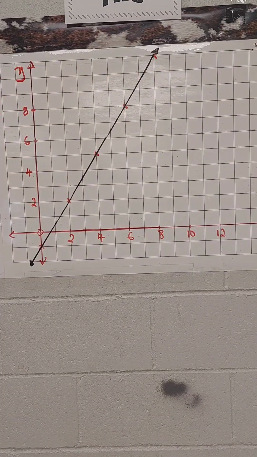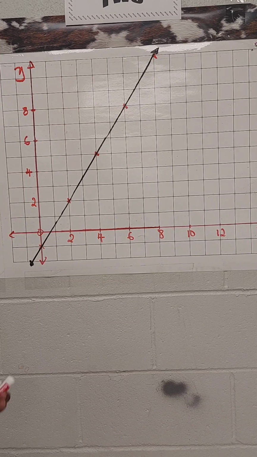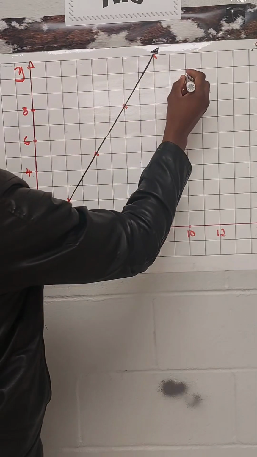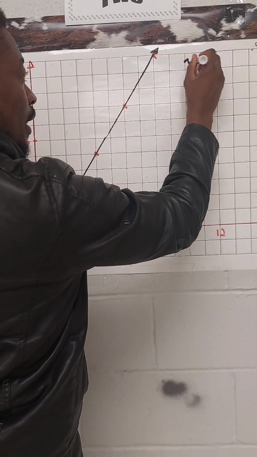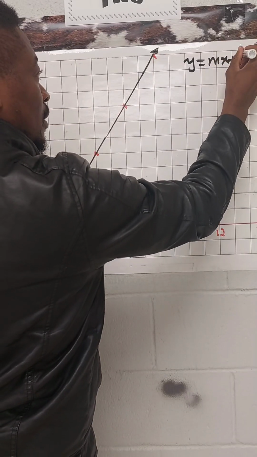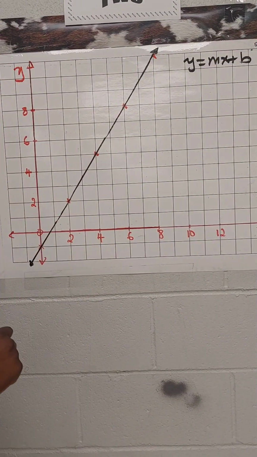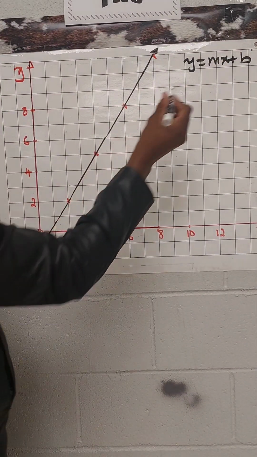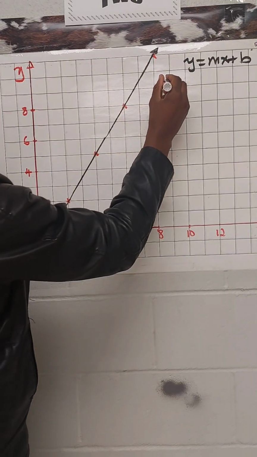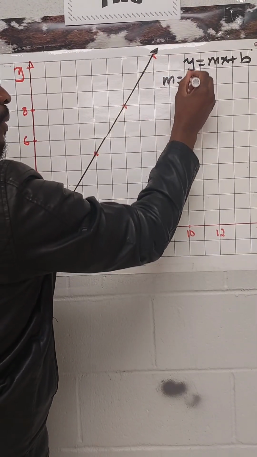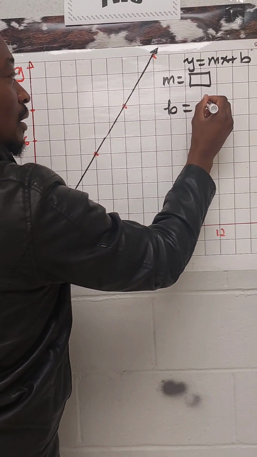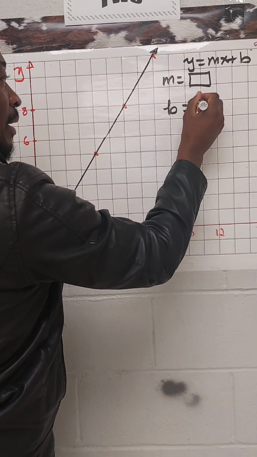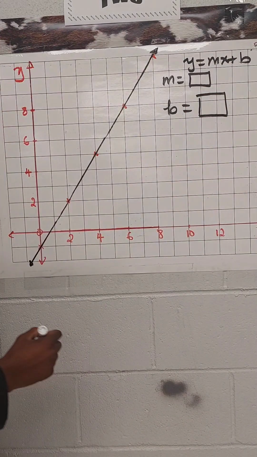So we have another graph here whose equation we want to write in the form y equals mx plus b. So we want to write the equation of this graph as y equals mx plus b. Two things we need to write the equation. We need to know the slope, which is m. We need to know what m equals. And we also need to know what b equals. Then we will be able to write the equation.